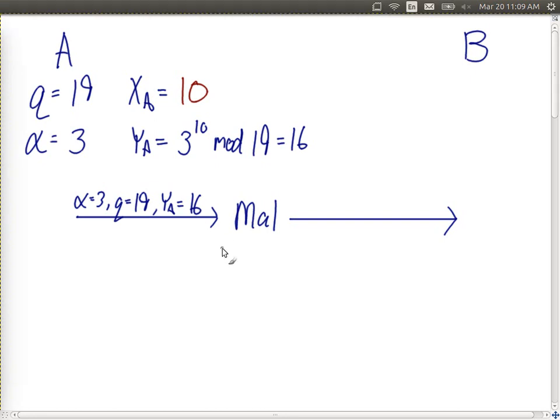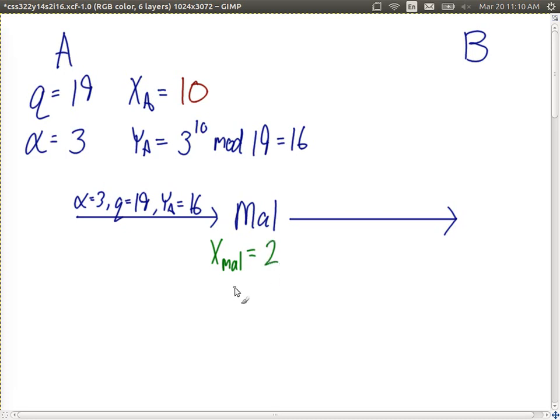So they know Q and alpha. Okay, that's fixed. So they choose, let's say, an X. Anyone choose a value? 2. And they get, what is it? 9. Okay. They record those values. Now what's next?